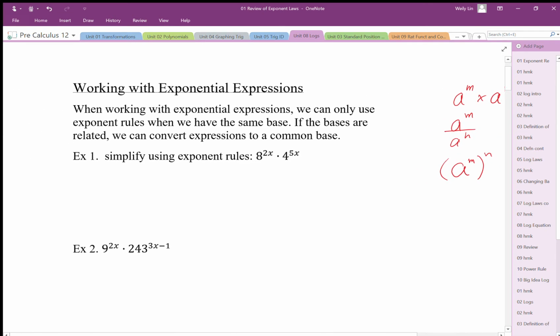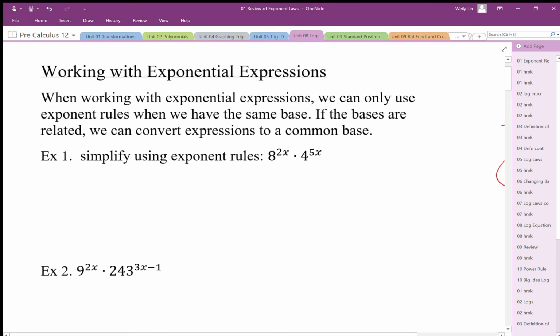So when we look at problems like this, if we want to use exponent rules, we need a common base, okay? Because there's no way we can do anything unless the base is the same. So base 8, base 4, we can't use exponent rules here. We can't multiply the bases together. That never is okay. In order to apply exponent rules here, we need to have the same base.